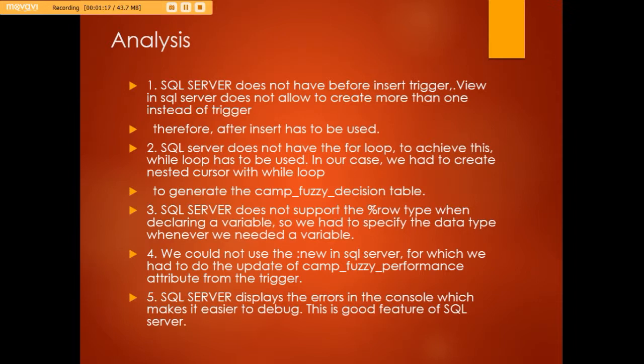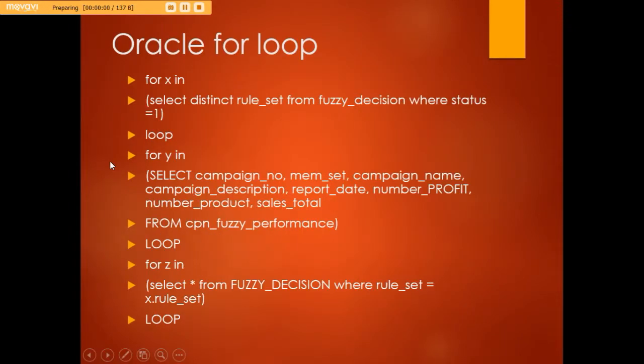SQL Server displays the error in the console, which makes it easier to debug. This is a good feature of SQL Server compared to Oracle. One good example to mention the observation is that the for loop is available in Oracle but not in SQL Server. In our perspective, this lack of feature in SQL Server makes it difficult to write complex procedures in contrast to Oracle. On the screen is the for loop in Oracle used to generate data in the camp fuzzy decision table. Here it can be seen that the code is easy to read and implement.